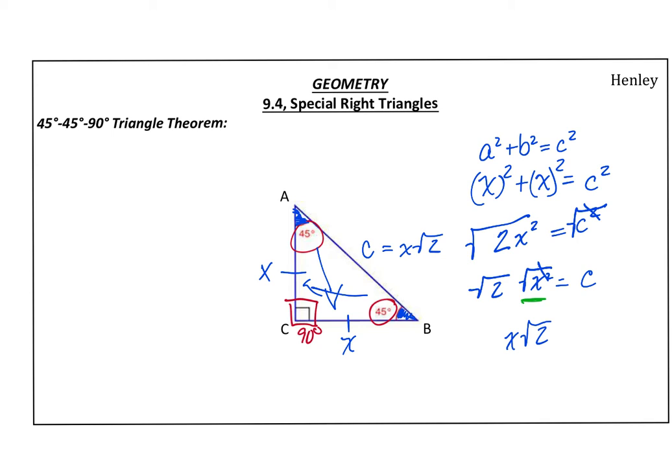Now, here's a hint for you. You do not have to work this all the way out every single time. If you memorize that a 45-45-90 degree triangle has two legs that are x amount and the hypotenuse is x times the square root of 2.